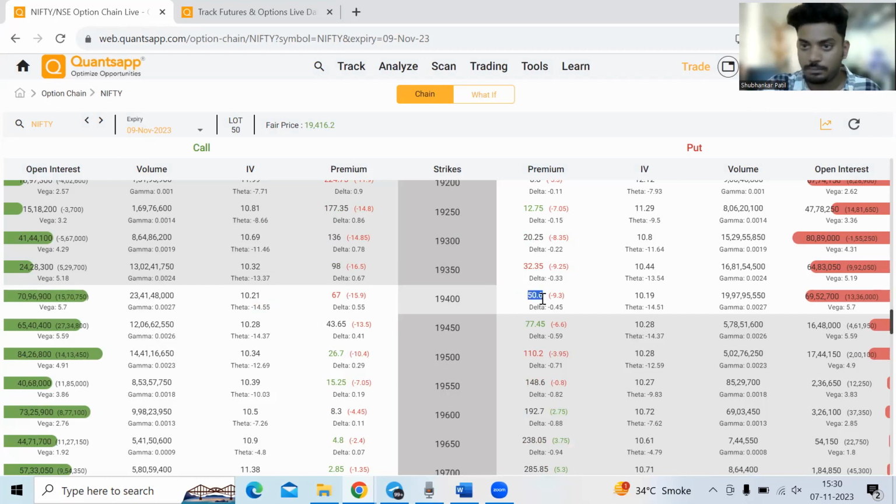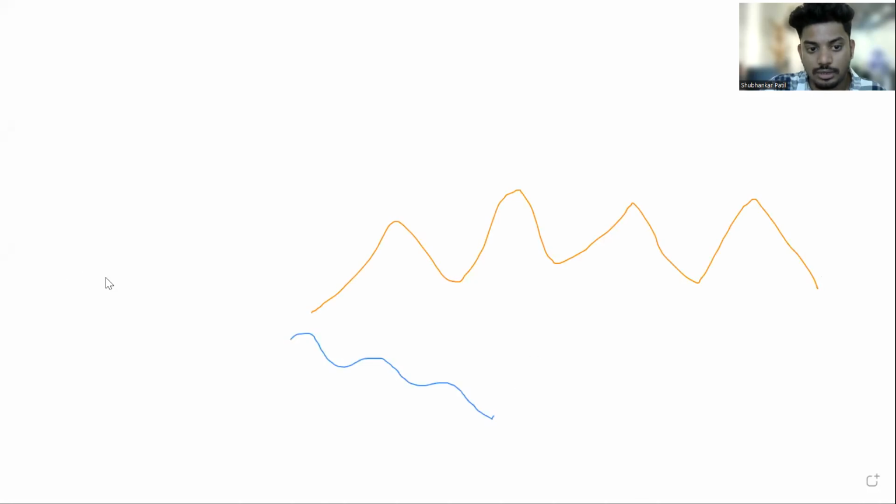And the same is true for the put side as well. So what I'm trying to capitalize on is my forecast that the market will not move a lot. The market will remain sideways, but my premiums will melt because of the theta decaying in the market. More or less, this is what we will see: the call and put options are both melting down slowly and steadily because of the theta decay.